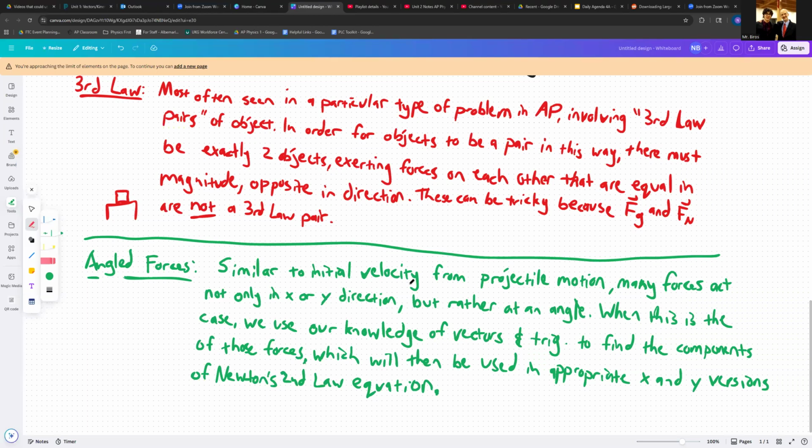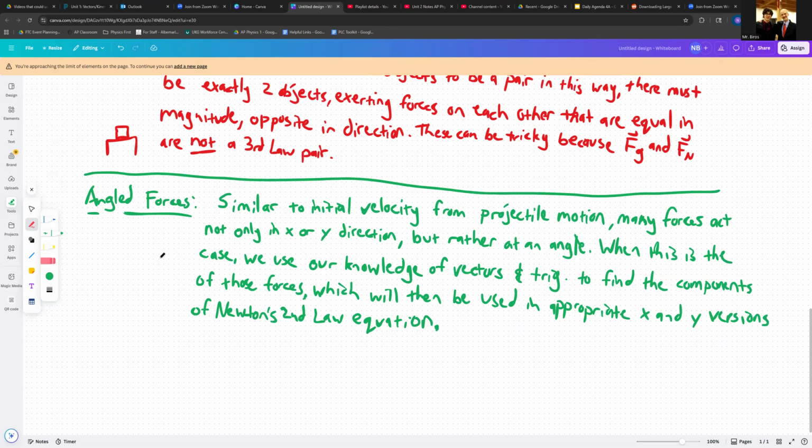Cool. So this summarizes what we're going to do with angled forces. So similar to the starting velocity of projectile motion, when forces act at an angle, we're going to use vectors and trigonometry knowledge along with sine and cosine to be able to find the components of those forces that are used in appropriate x and y versions of Newton's second law equation. Great. Let's start setting this up.